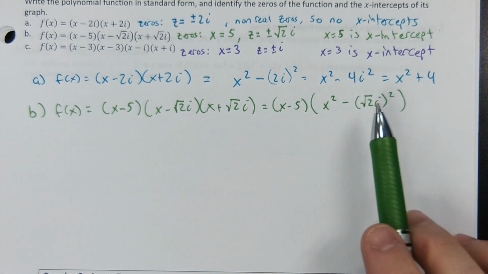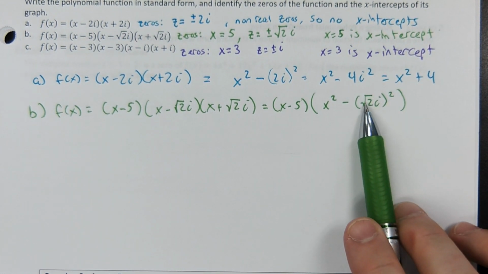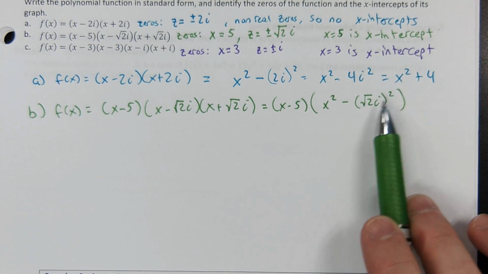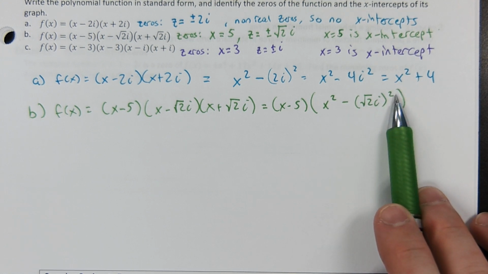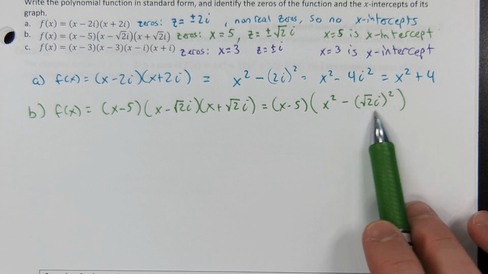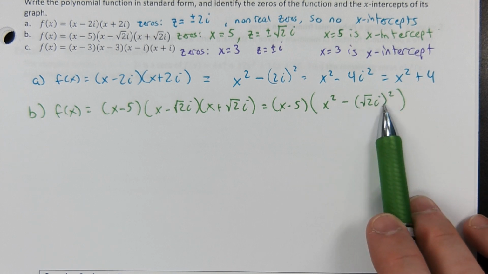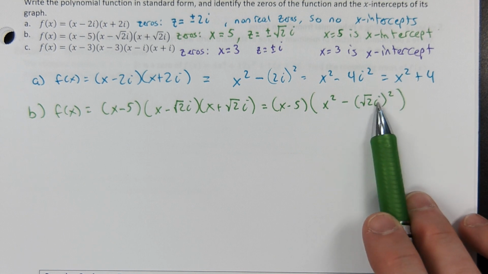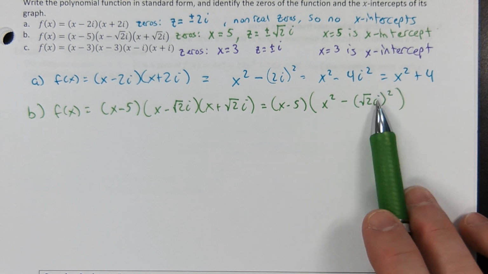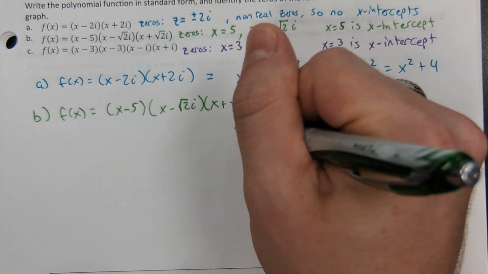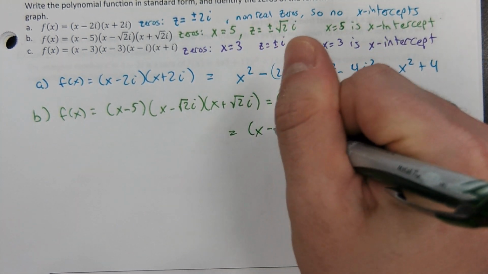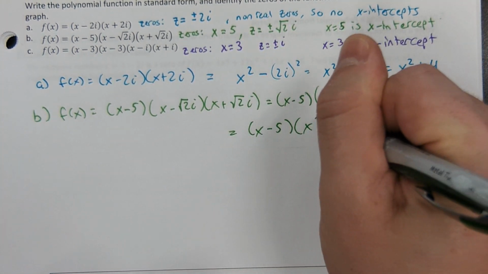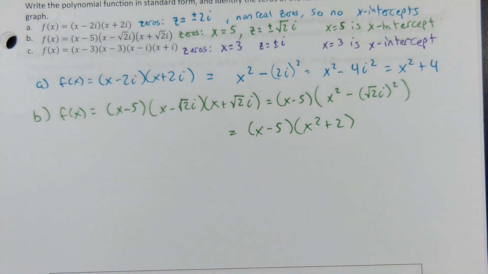And what happens when you square root 2? You get 2. And what happens when you square i? So can we agree that this right here equals negative 2? Squaring this root 2 gets me a 2. Squaring this i gets me a negative 1. So this is negative 2. So what this actually gives me is x minus 5 times x squared plus 2. Ta-da!